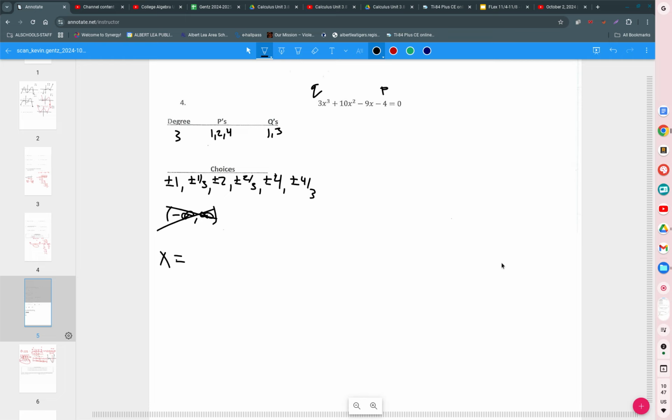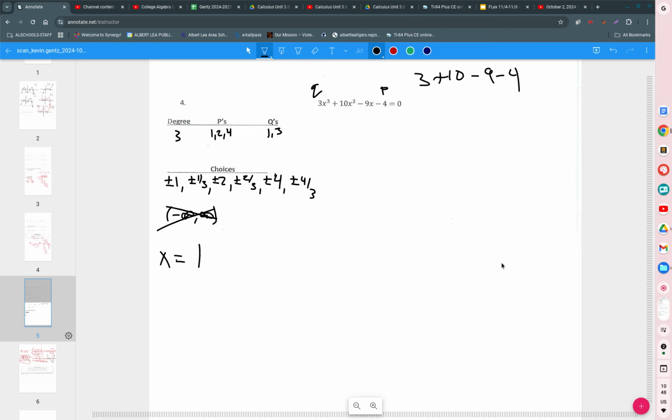And if 1 is available, I like to guess 1. It's easy to try. You can roll it through synthetic division and see if you get 0, or you can just plug it in. 1 cubed is 1, times 3 is 3. 1 squared is 1, times 10 is 10. 9 times 1 is 9. Minus 4, does that make 0 for us? So therefore, 1 is a solution.